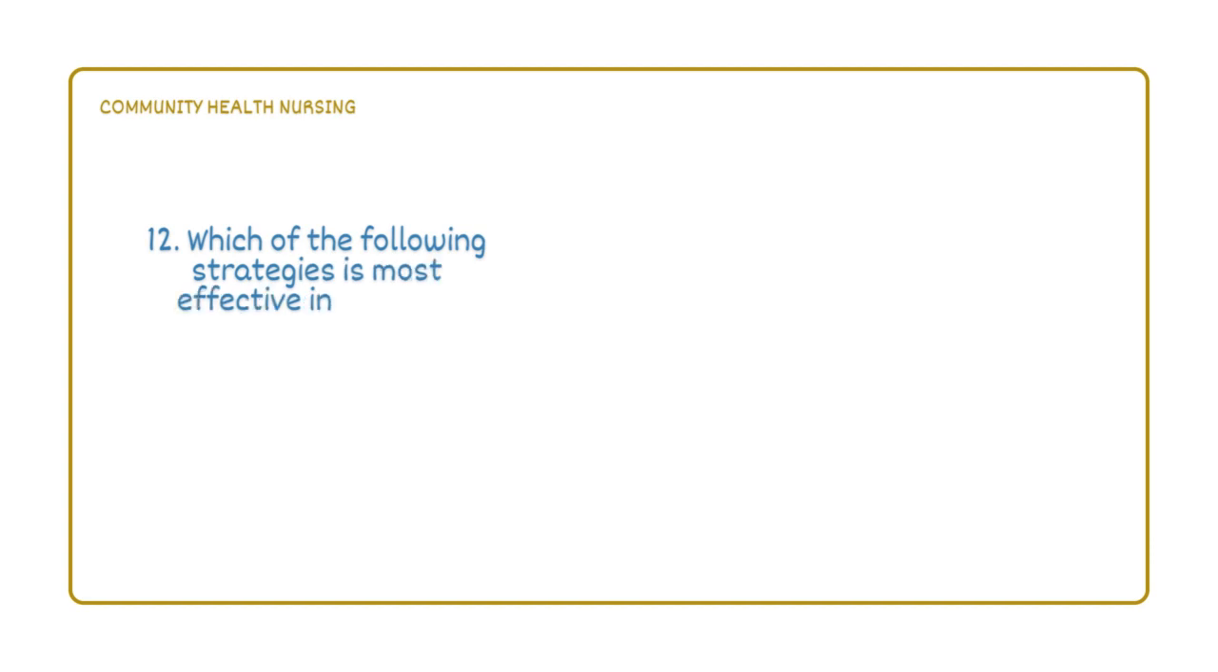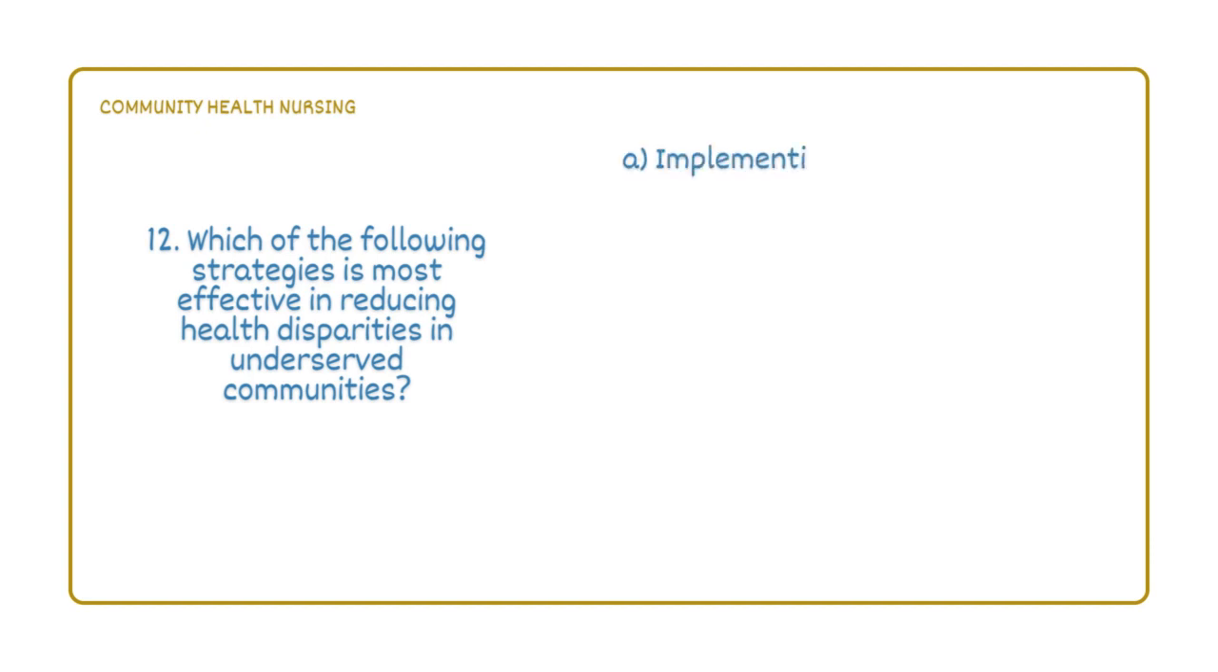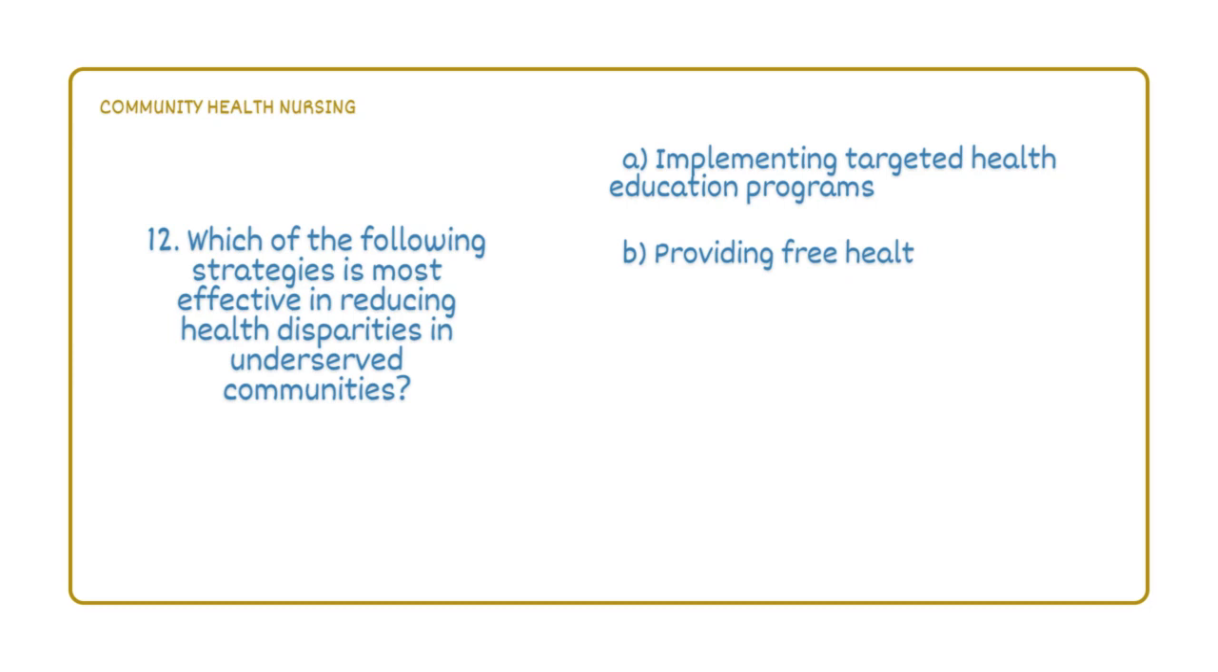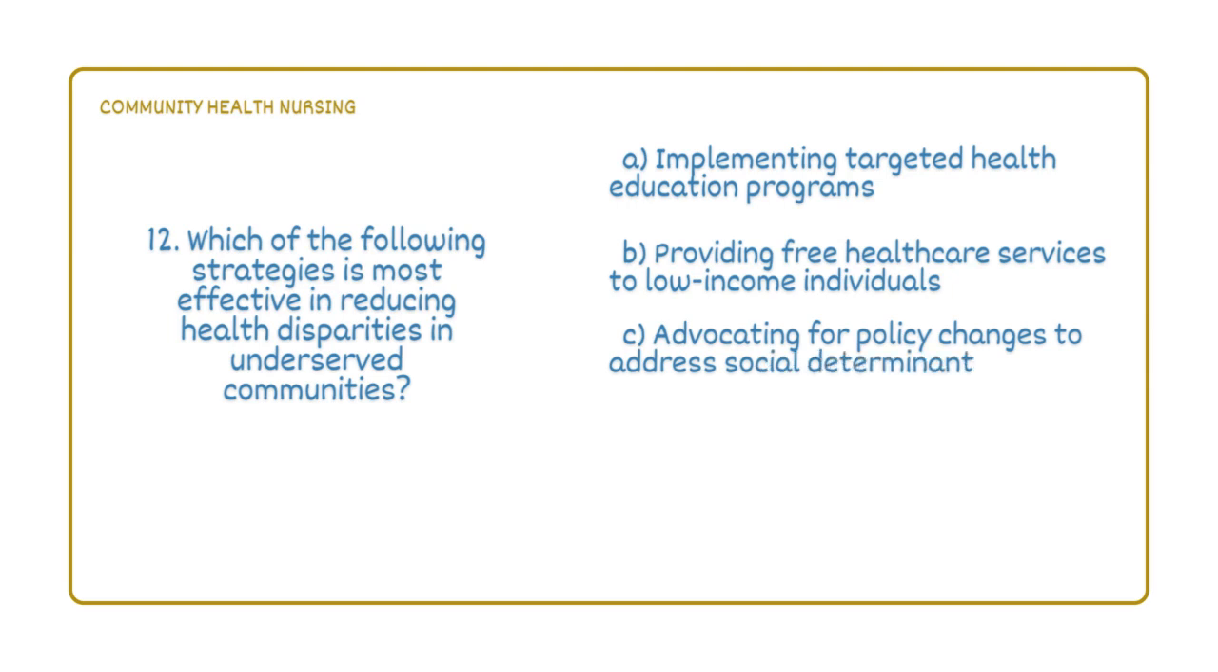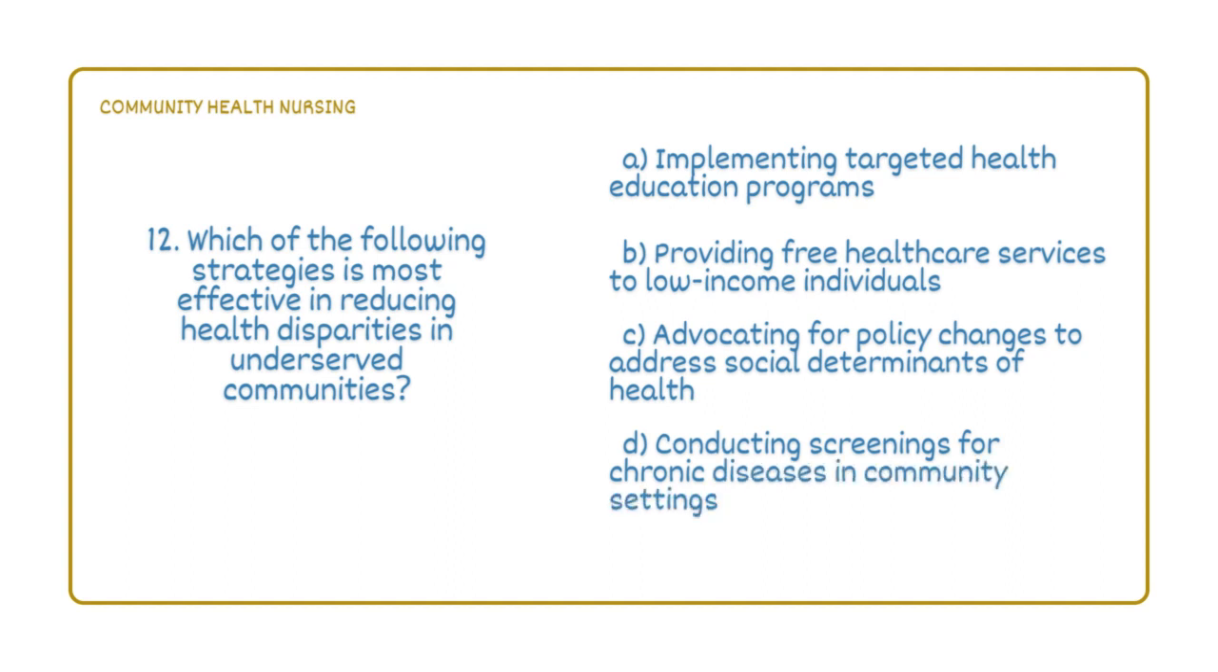12. Which of the following strategies is most effective in reducing health disparities in underserved communities? A. Implementing targeted health education programs. B. Providing free healthcare services to low-income individuals. C. Advocating for policy changes to address social determinants of health. D. Conducting screenings for chronic diseases in community settings.